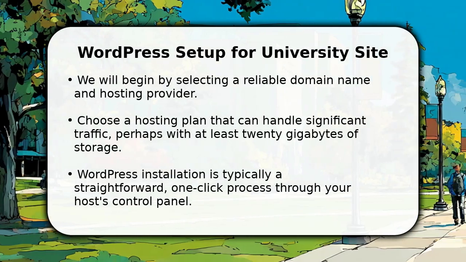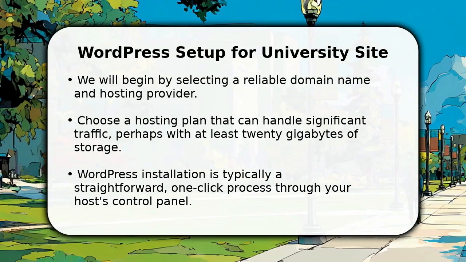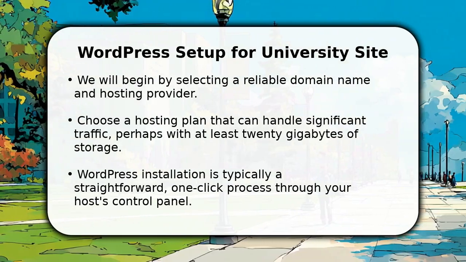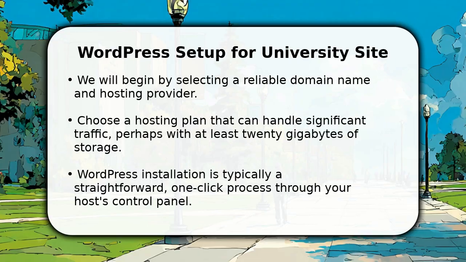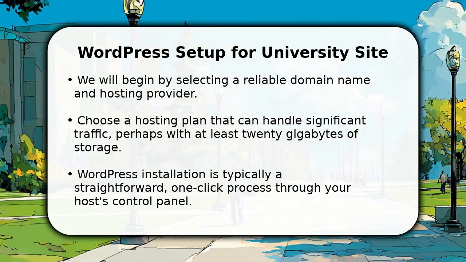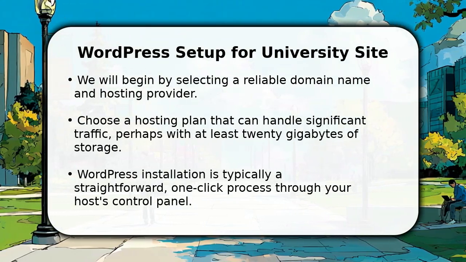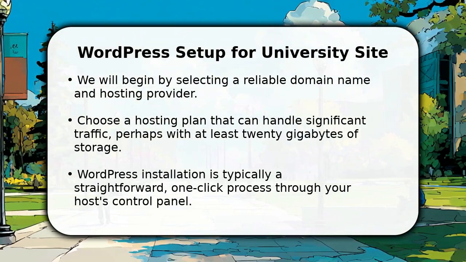In this video, I will explain how to make a university website in WordPress. First, secure a memorable domain name and select a robust hosting plan capable of supporting thousands of daily visitors. Look for options offering at least 500 gigabytes of bandwidth and solid-state drives for faster performance.